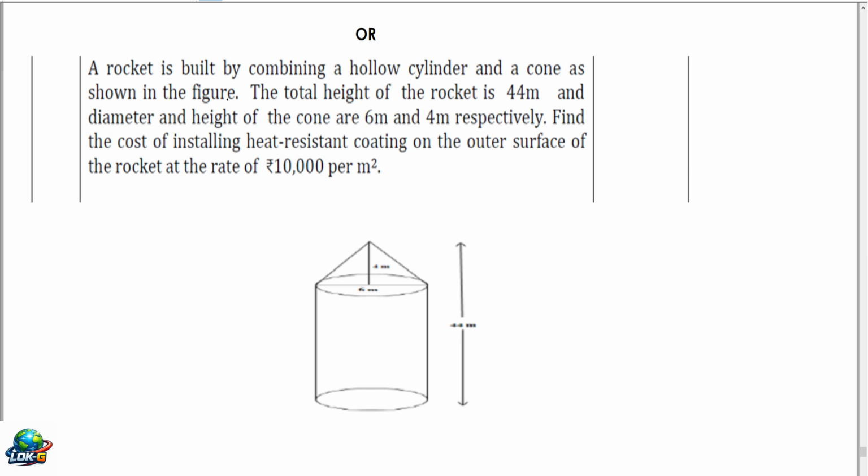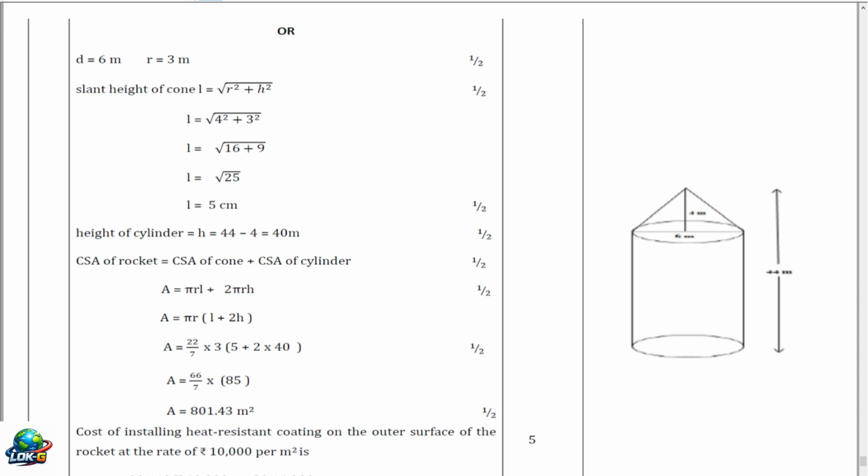And a rocket is built by combining a hollow cylinder and a cone as shown in the figure. The total height of the rocket is 44 meter. The diameter and height of the cone are, respectively, diameter 6 meter and height 4 meter. Find the cost of installing heat resistant coating on the outer surface of the rocket at the rate of 10,000 per square meter. Easy question, my dear students. You can comfortably solve this.